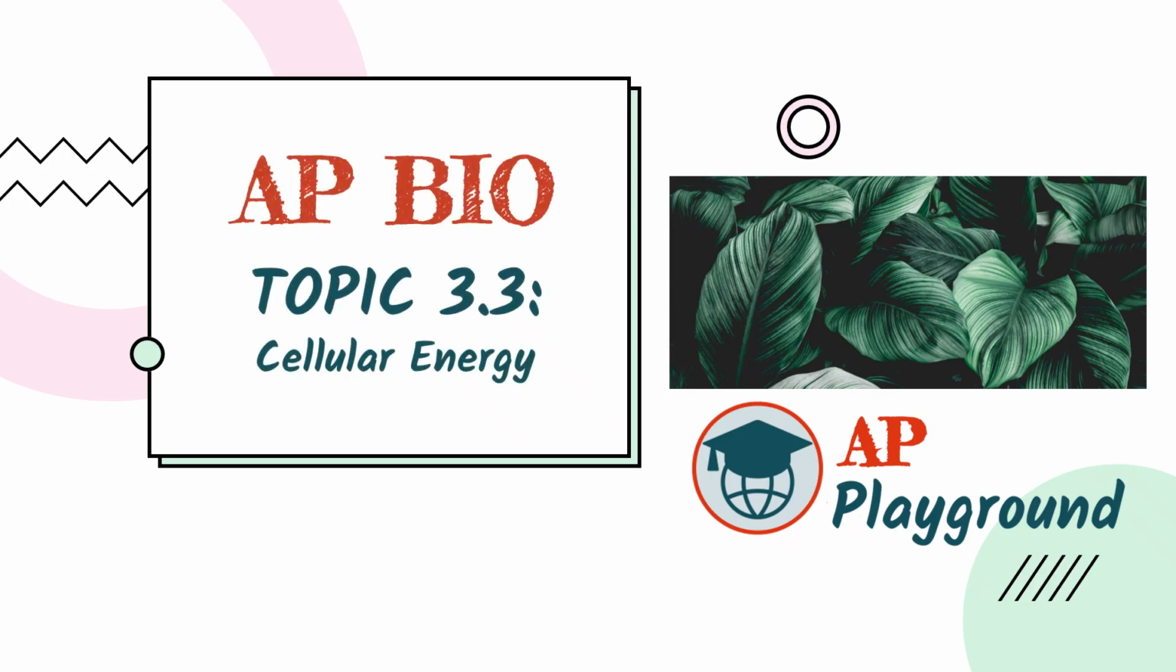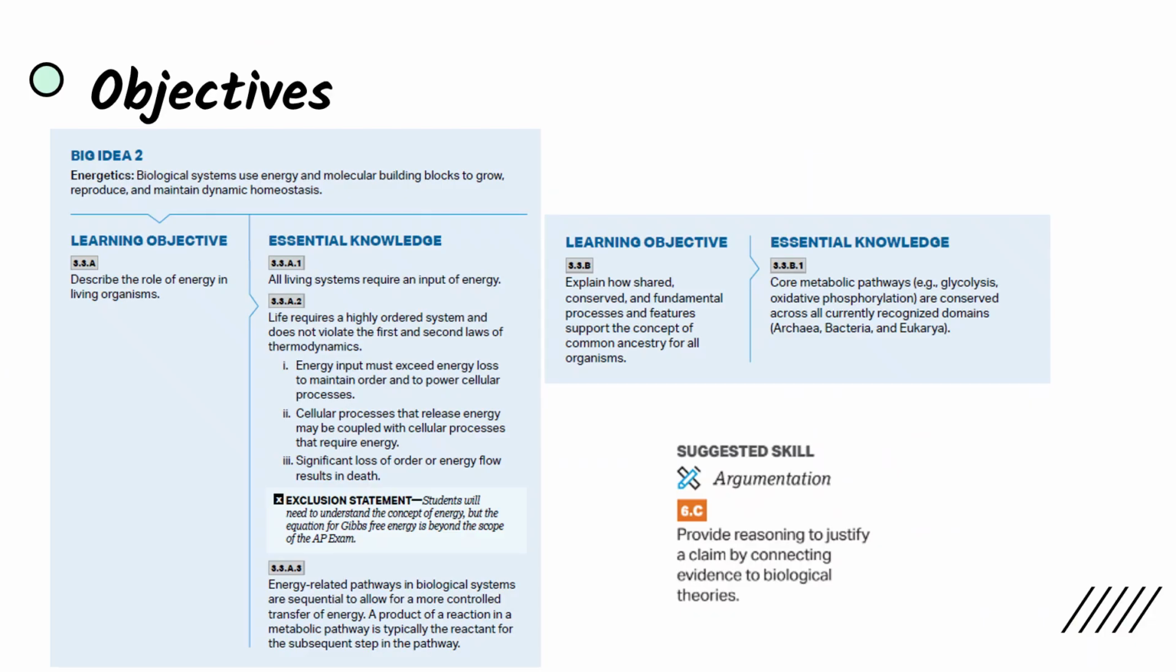Today we're covering topic 3.3, cellular energy. We're focusing on the role of energy in living organisms, specifically on the fact that all living systems require an input of energy. We'll be looking at the laws of thermodynamics and at ATP, and the suggested skill is argumentation. 6C, provide reasoning to justify a claim by connecting evidence to biological theories.